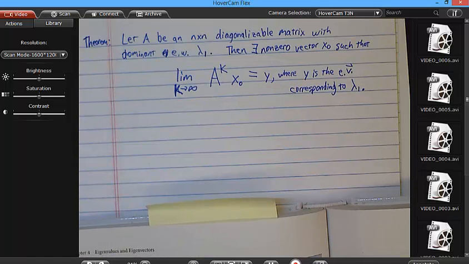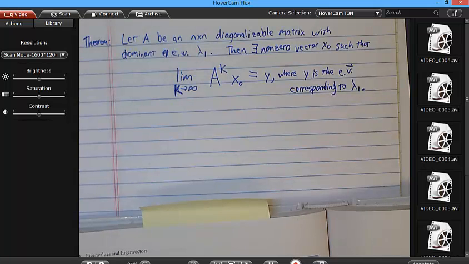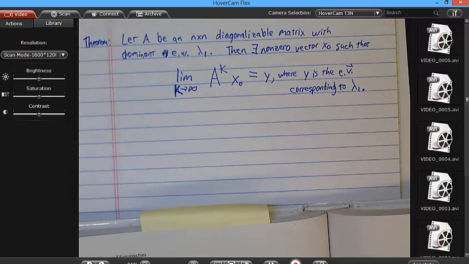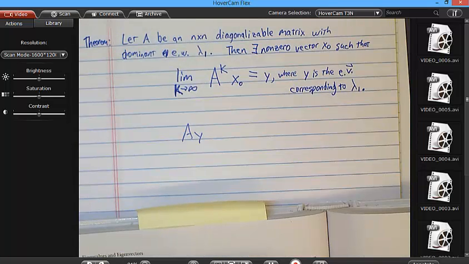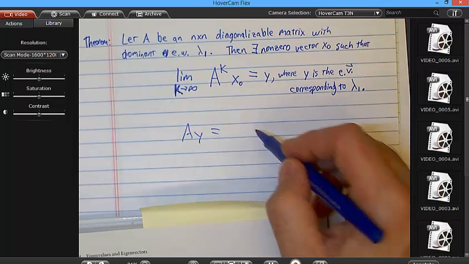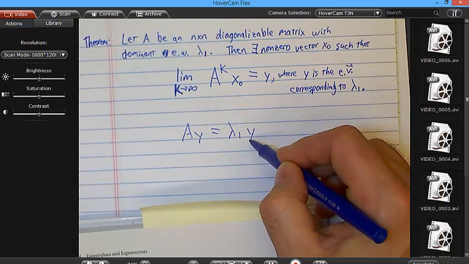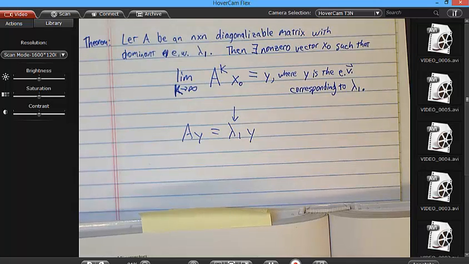And the theorem says that if you do this enough, you're going to find the eigenvector corresponding to the dominant eigenvalue. Then how do you find the eigenvalue? Well, what you do is this. Do A times y. If that's really an eigenvector, what's it going to equal? Lambda 1 times y, and then you'll know what lambda 1 is. Are you with me? So that's the game.